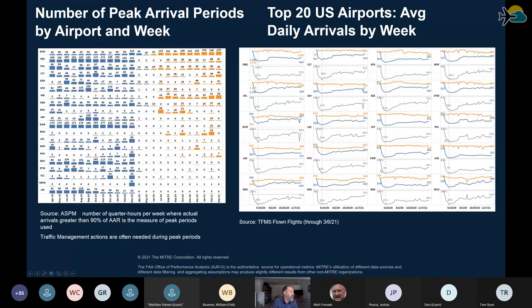And then, of course, you see some of the airports that are really starting to hold off. And the biggest laggard remains LaGuardia, which is still only operating at about 26% of its pre-pandemic arrival volume.